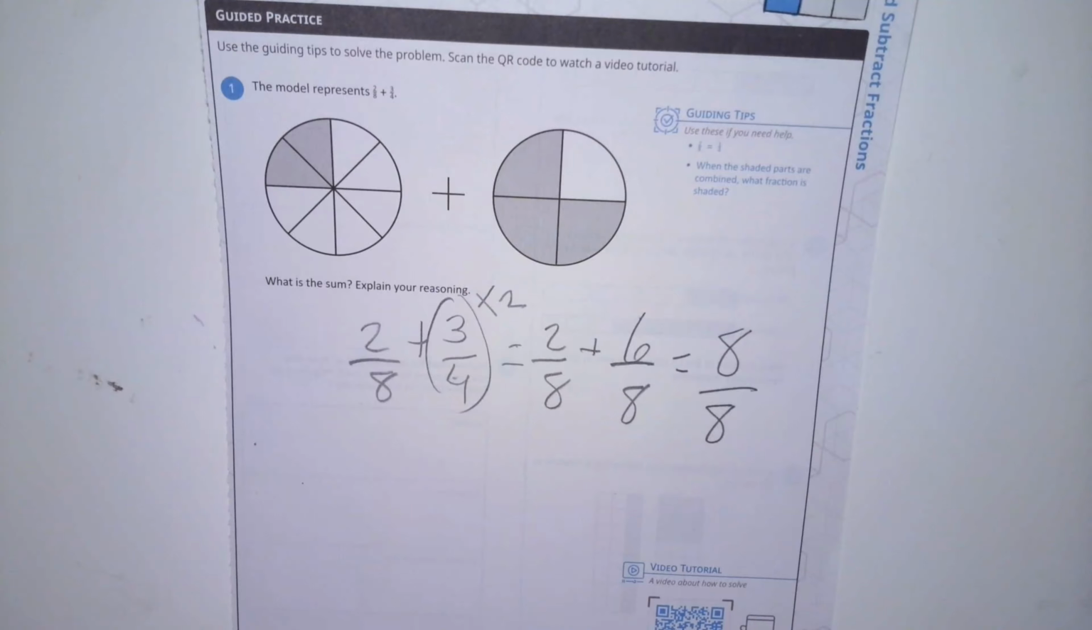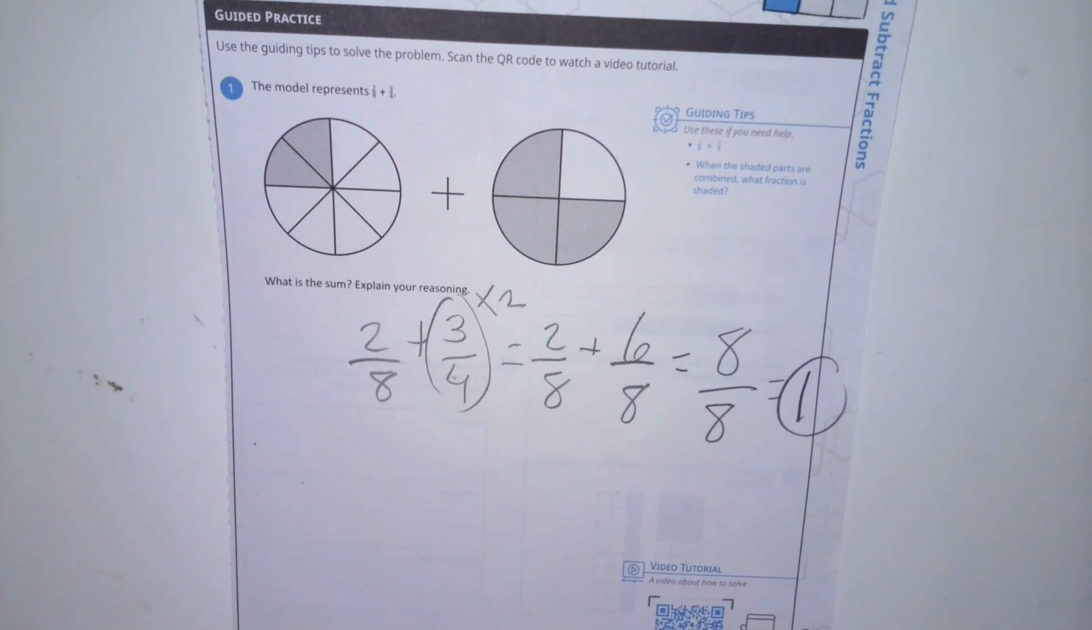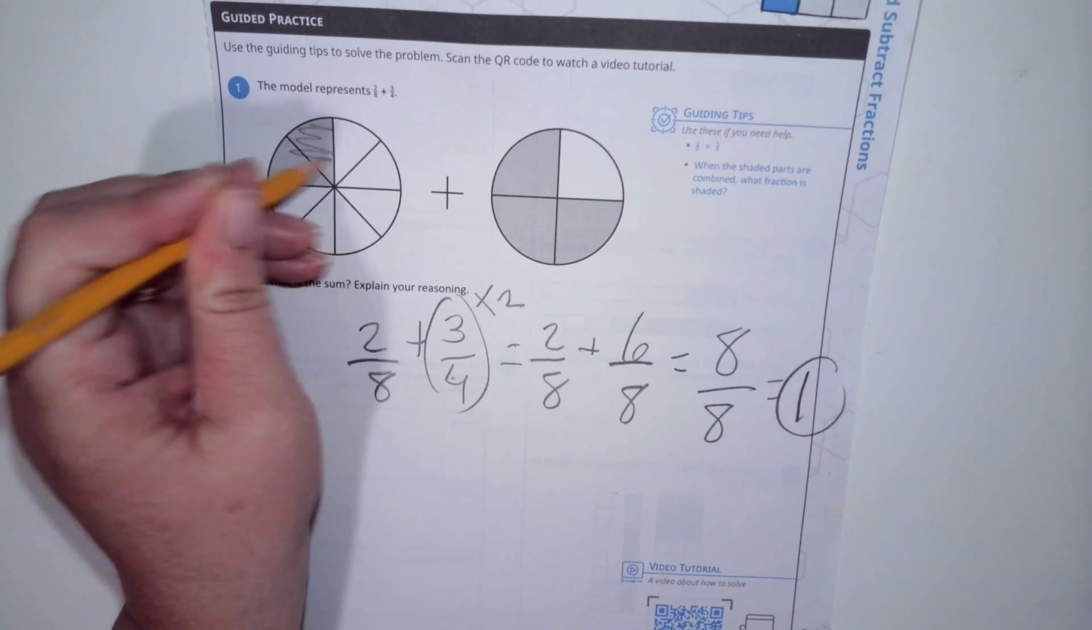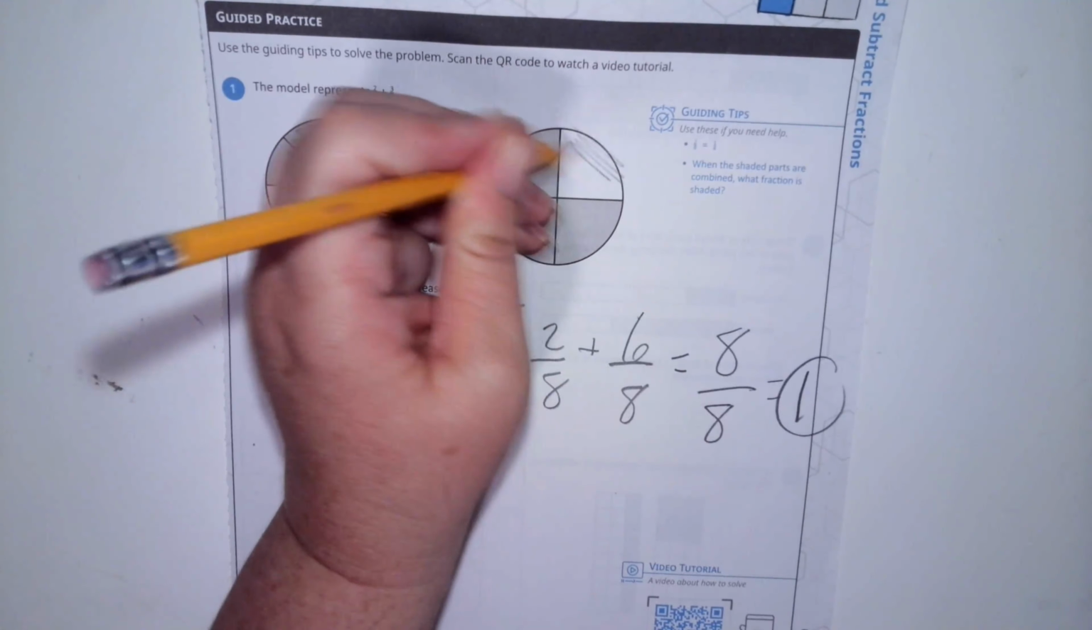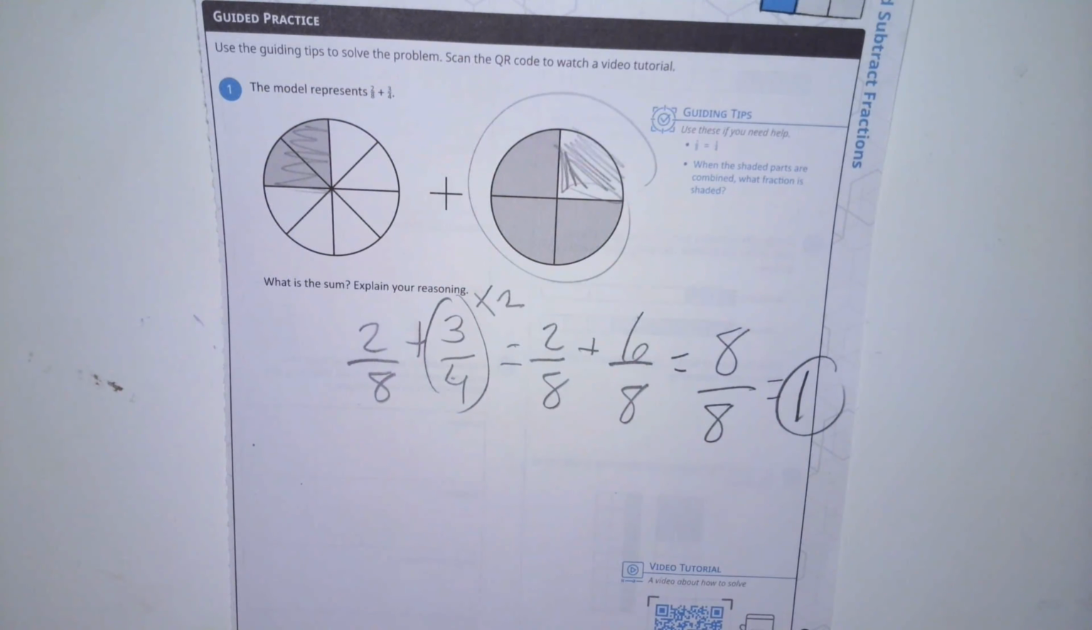Now I'm not done yet. I'm not done yet because 8 over 8 actually is the same as 1 whole. And you know that also by looking at this picture. I'm going to take these two and I'm going to move them over here, creating 1 whole.